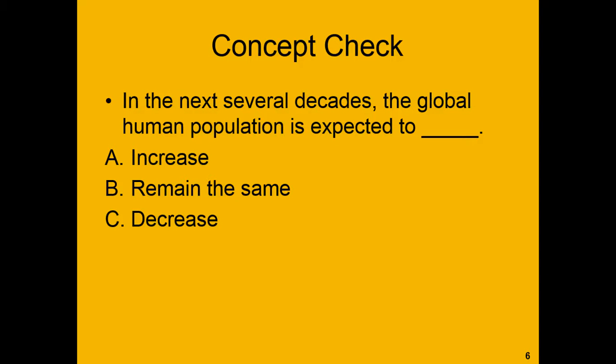So let's have a concept check, class. In the next several decades, global human population is expected to increase, remain the same, or decrease. Go ahead and pause this video, check your notes to get me an answer, or you can rewind it and then check the slides. Get me an answer right meow. 5, 4, 3, 2, 1. The human population is predicted to A, increase over the next several decades.